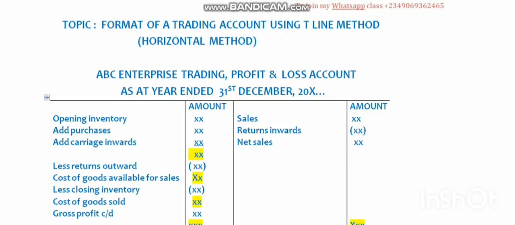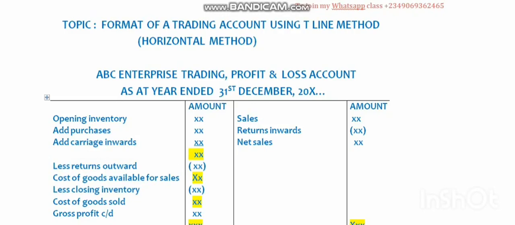When you less it, what you get is called cost of goods available for sale. See it here. So this amount, when you less it, you get this amount, and then you call it cost of goods available for sale. Then you less your closing inventory from the cost of goods available for sale. Whenever you see less, you will see the bracket there. The same thing with this one.